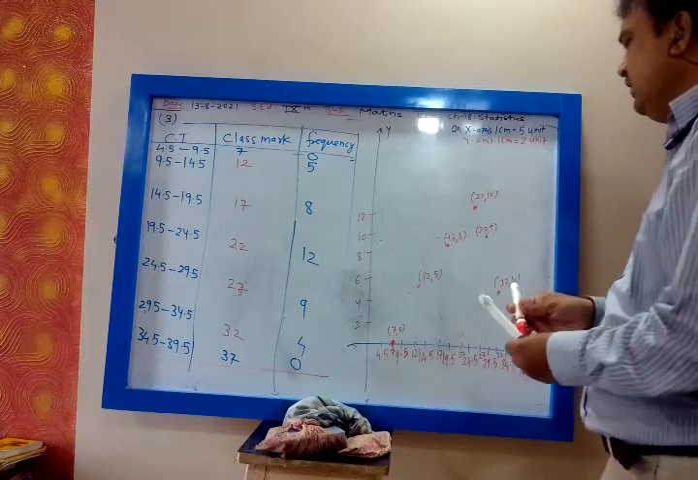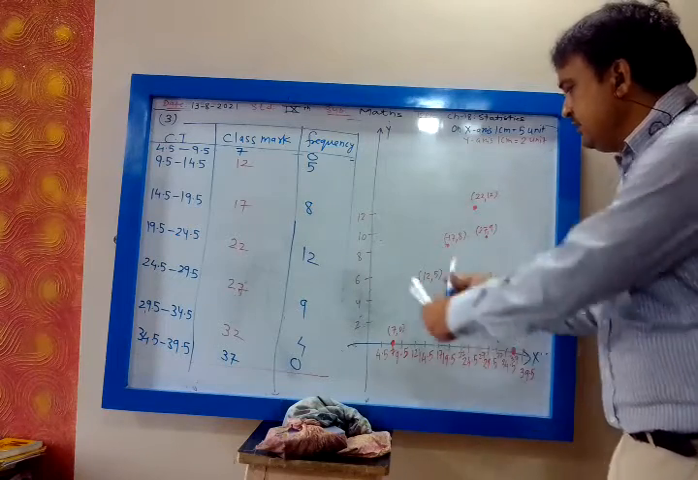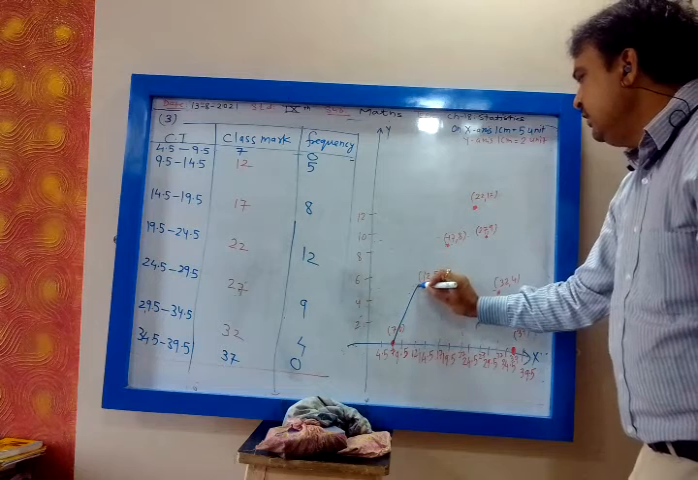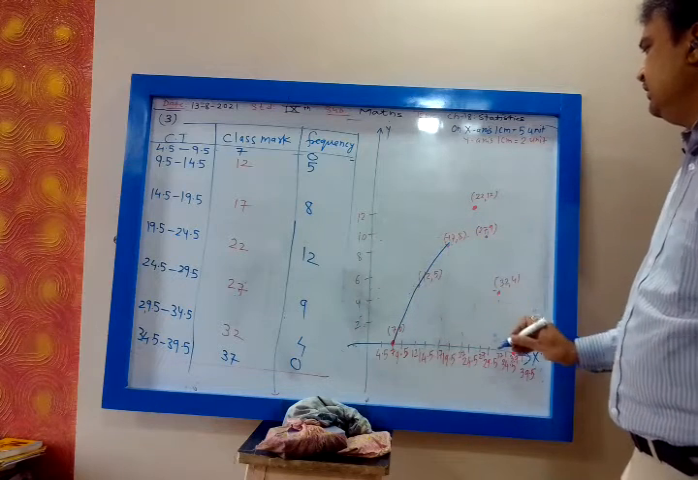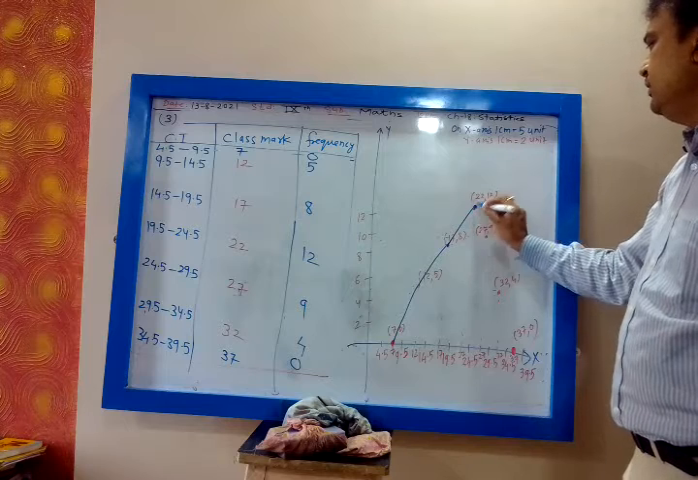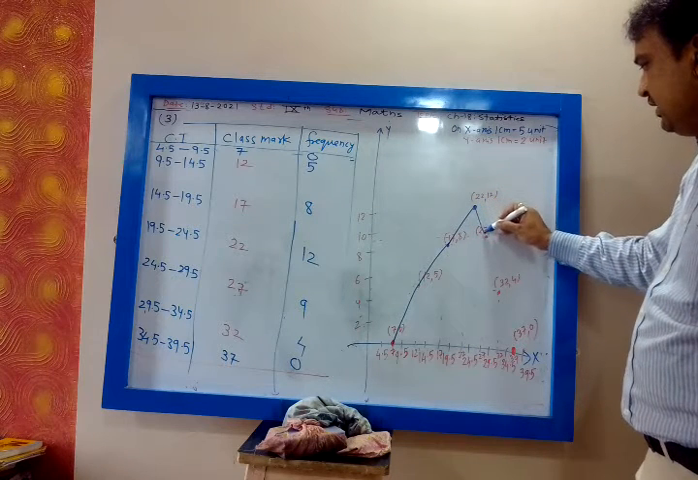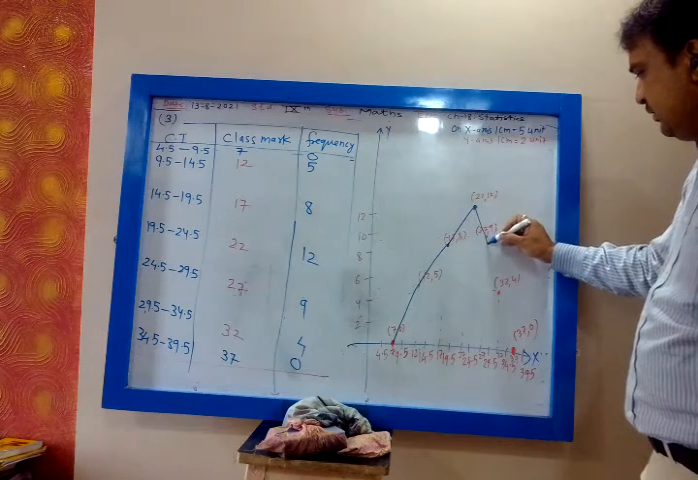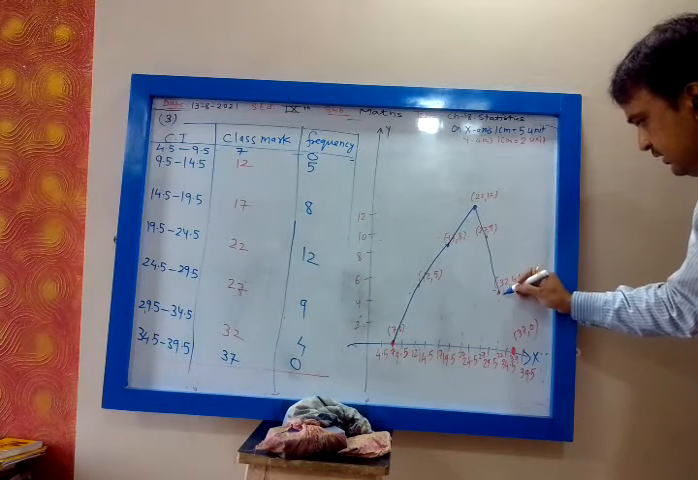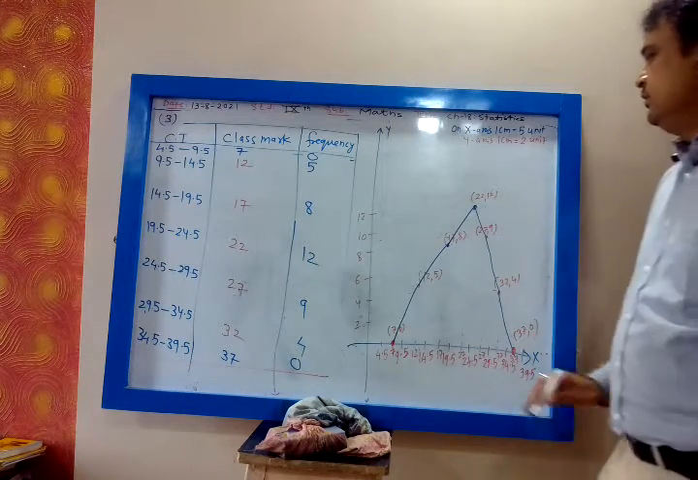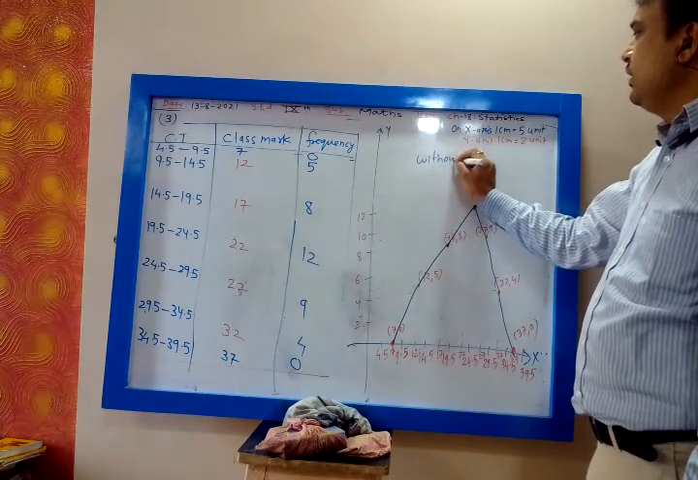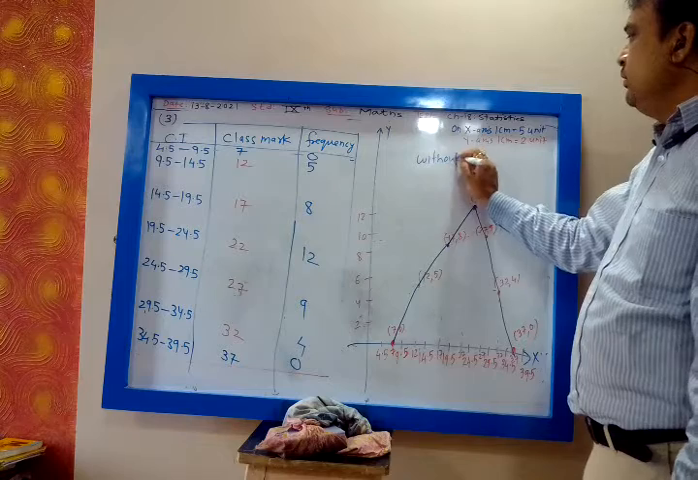Now join these, and you will get the frequency polygon with the help of the scale, with straight lines: 7 to 0, 12 to 5, 17 to 8, 22 to 12, 27 to 9, 32 to 4, 37 comma 0. So this is the graph of the frequency polygon without using histogram.